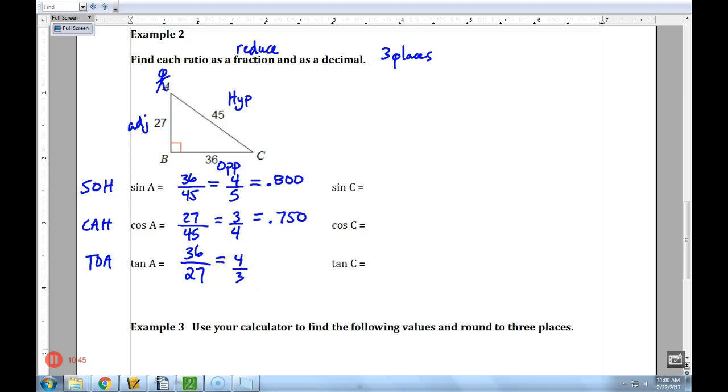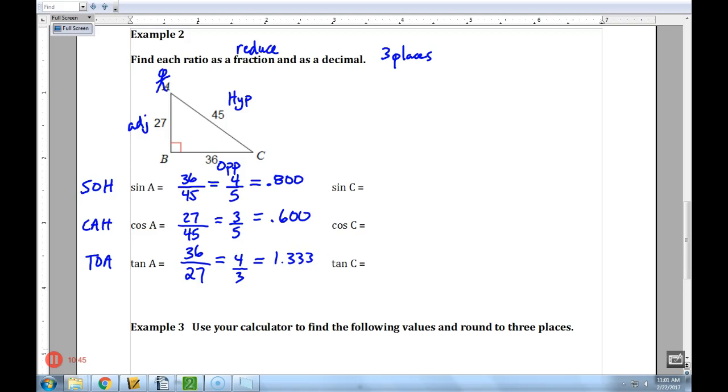And I just screwed up, so go back and check me here. This is not 3/4. This is 3/5, which is 0.600. This is 1.333. Alright, so I think that looks a little bit better.